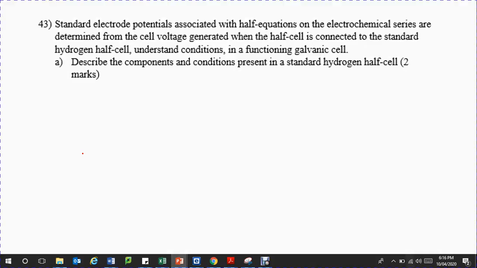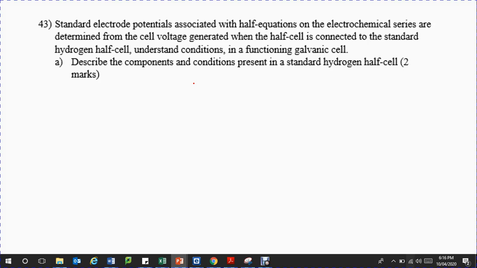Okay, question 43. It says that standard electropotentials associated with half equations on the electrochemical series are determined from the cell voltage generated when the half cell is connected to the standard hydrogen half cell. Describe the components and conditions present in a standard hydrogen half cell. If you remember, when they are gathering the electropotentials for the standard hydrogen half cell, there are certain conditions that information is being collected at.